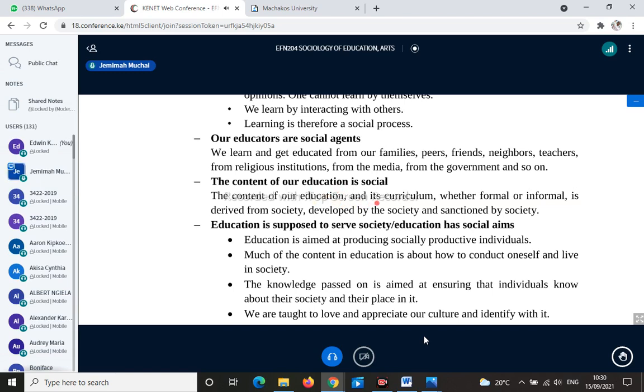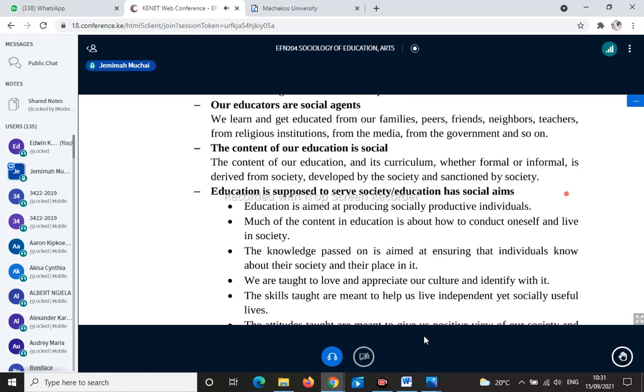The content of education and its curriculum, whether formal or informal, is derived from society, developed by society, and sanctioned by society. Derived means it comes from society. Developed means people within the society are the ones who came up with that curriculum, that syllabus you are learning. Sanctioned means that the people within that society approved that the curriculum is okay to be taught to our learners.